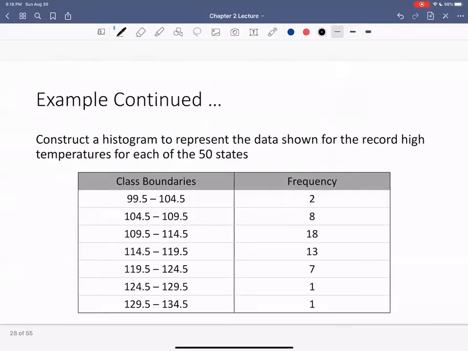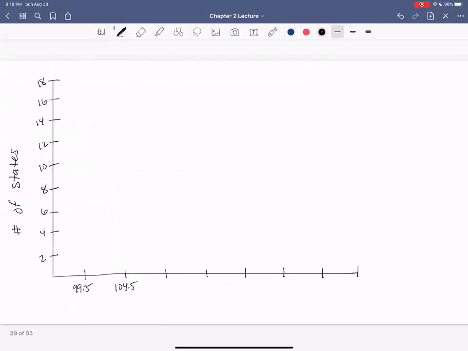And what you really are doing is you're putting all of these lower class boundaries, 99.5, 104.5, and you're writing all of these all the way across. And so you'll also have to add this one at the end. All right. So we have next up, so at 104.5, we have 109.5. 109.5. We have 114.5. We have 119.5. 124.5. 129.5. And then our last one is 134.5.